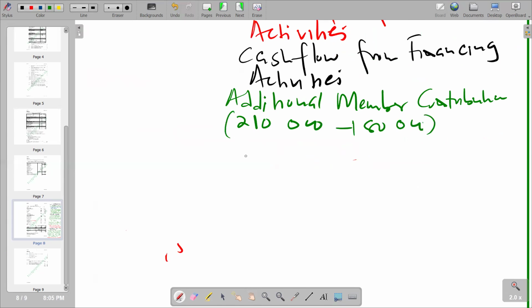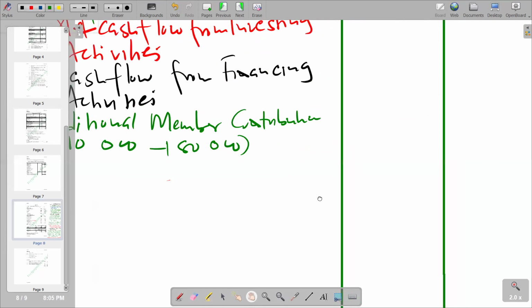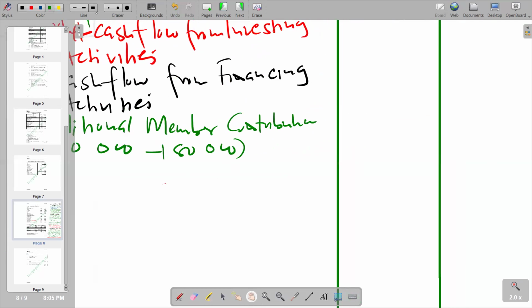And then we show it, when it increases as an addition, as a positive. So if you calculate the subscription, they are going to get 30,000. So it's a positive 30,000.